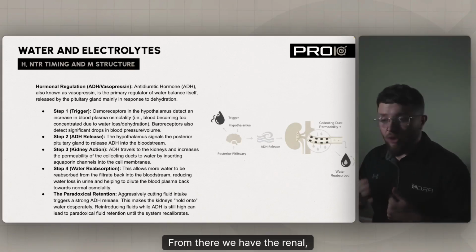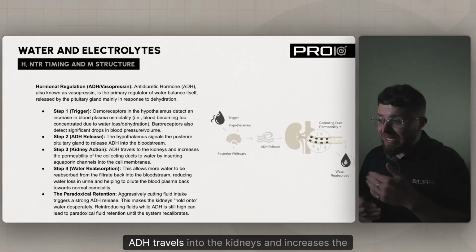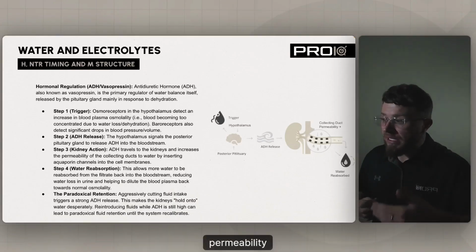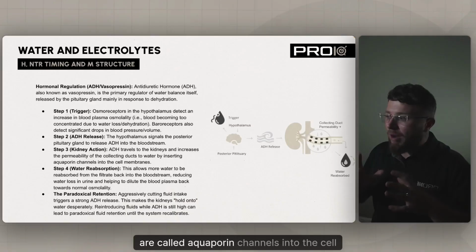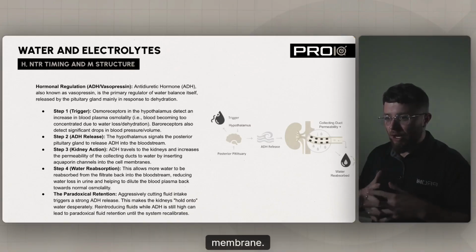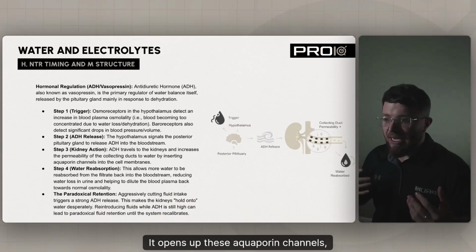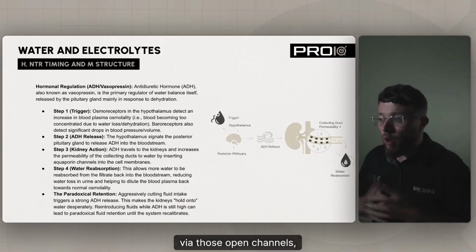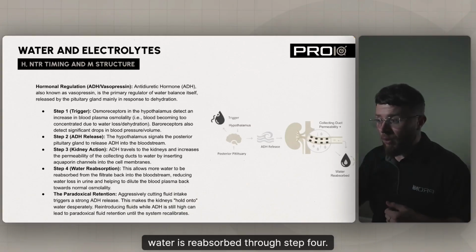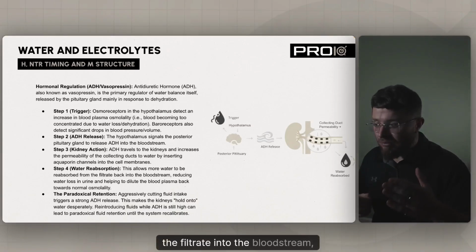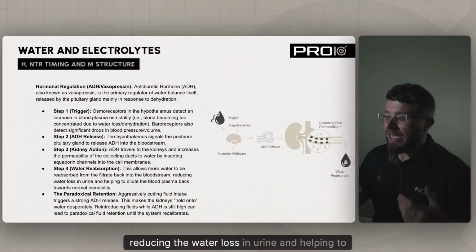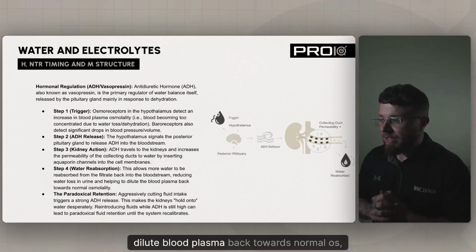From there, we have the renal, or the kidney, action. ADH travels into the kidneys and increases the permeability of the collecting ducts. So it opens the collecting ducts by inserting what are called aquaporin channels into the cell membrane. Via those open channels, water is reabsorbed through step 4. This allows more water to be reabsorbed back from the filtrate into the bloodstream, reducing the water loss in urine and helping to dilute blood plasma back towards normal osmolality.